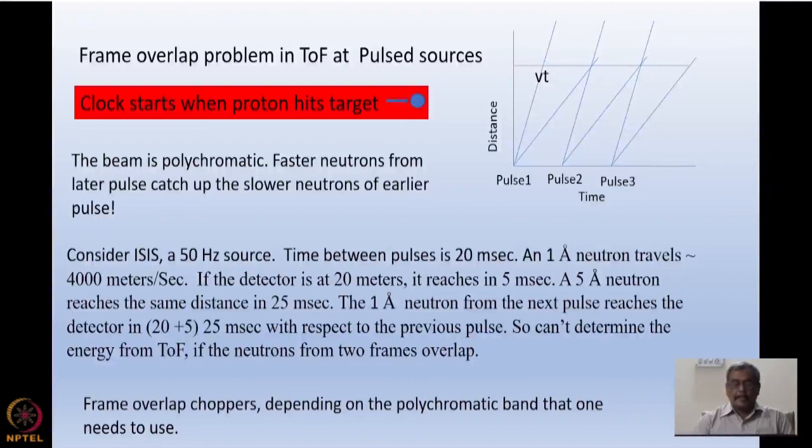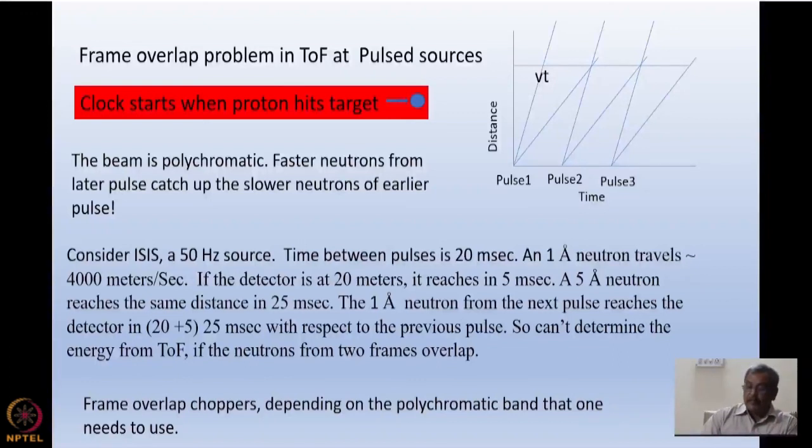So, for an example, consider ISIS. As I told you, it's a 50 Hz source. The time between the pulses is 20 milliseconds. Now, a 1 angstrom neutron is traveling nearly 4000 meters per second. If the detector is at 20 meters, it reaches the detector in 5 milliseconds. That we can see. So, a 5 angstrom neutron is 5 times slower. So, it reaches the same detector in 25 milliseconds.